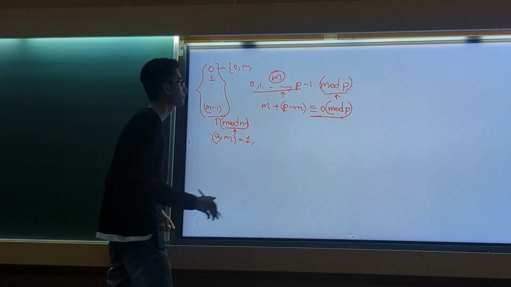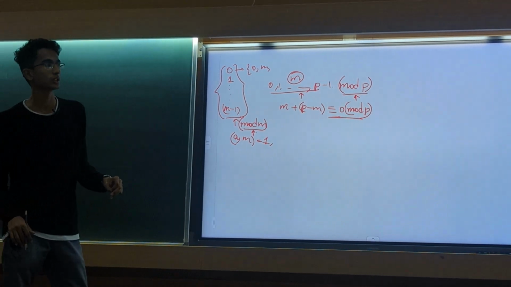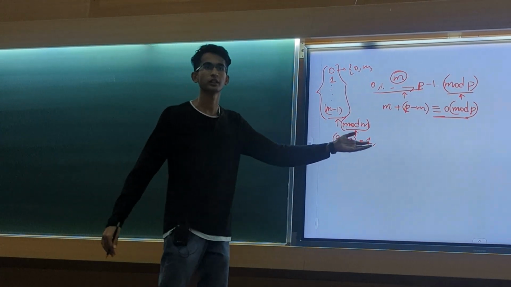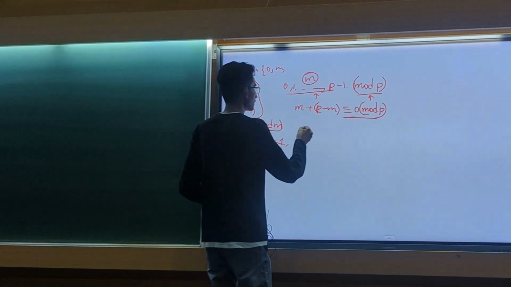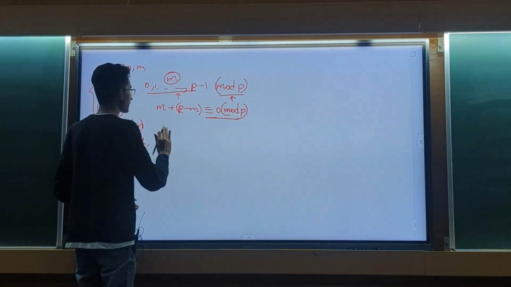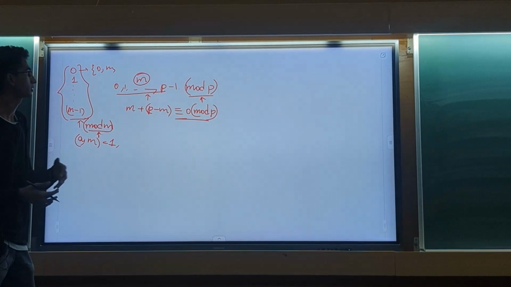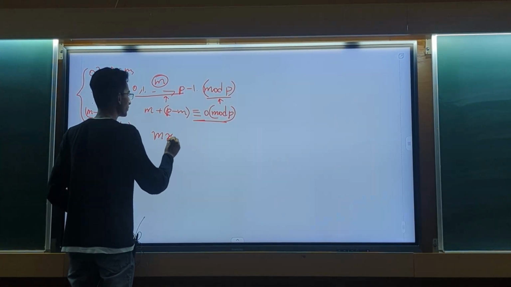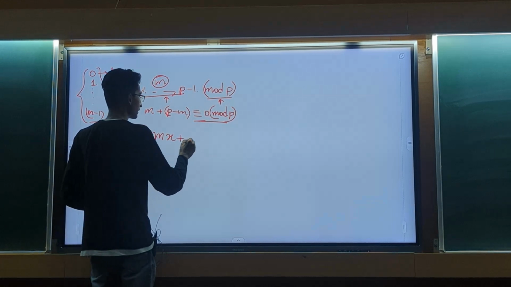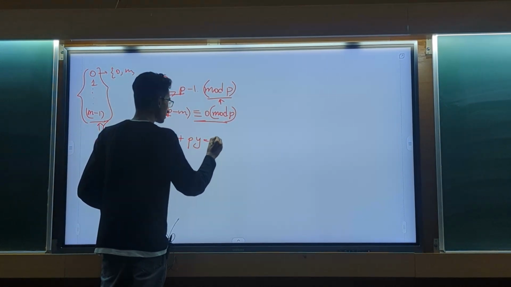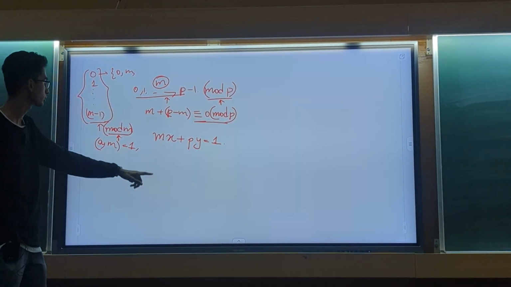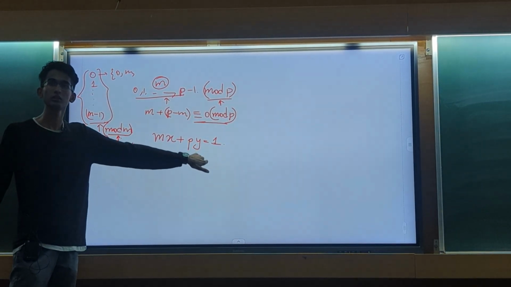For the multiplicative inverse, you would actually have to do the Euclidean algorithm, right? You have to actually find it. So let's suppose m and p. We know that p is a prime, so the GCD of m and p is 1. So from Bezout's lemma, there exist x and y such that this happens. And if you write this equation modulo p, what happens? You'll get mx is equal to 1.